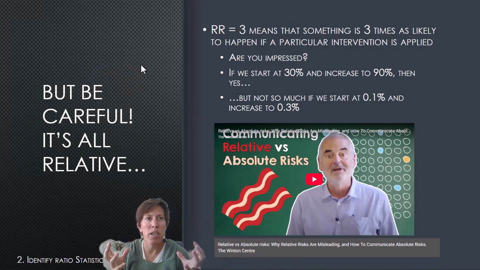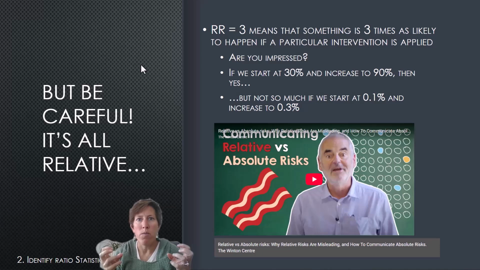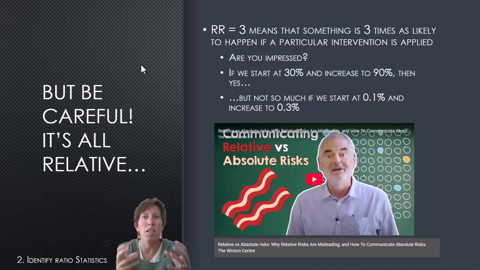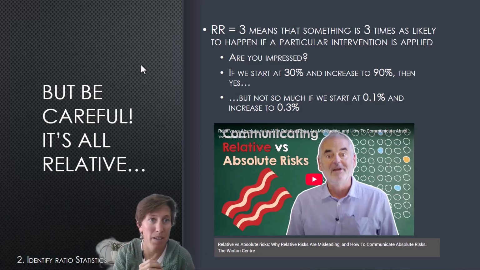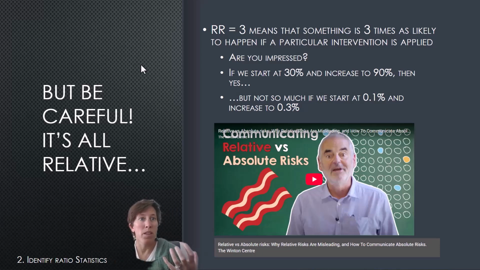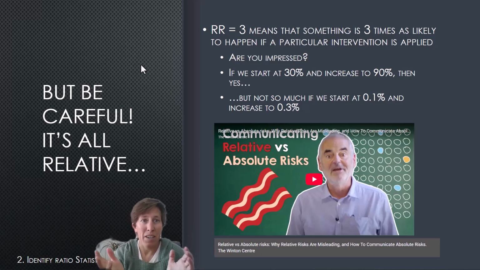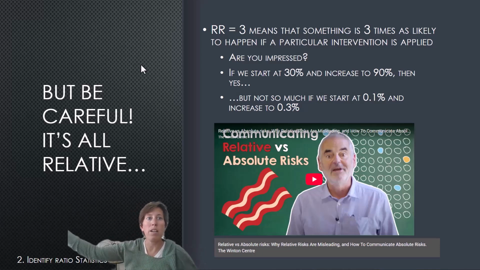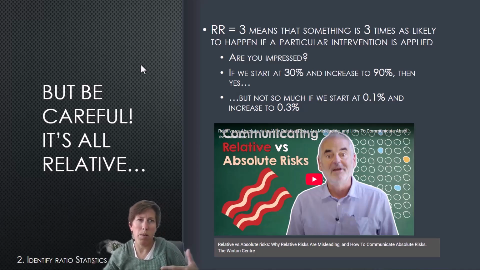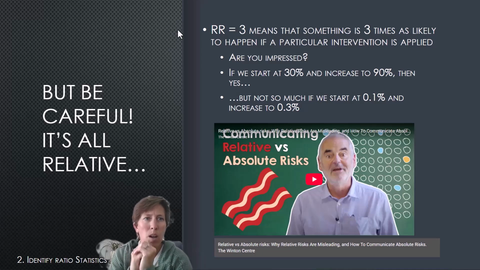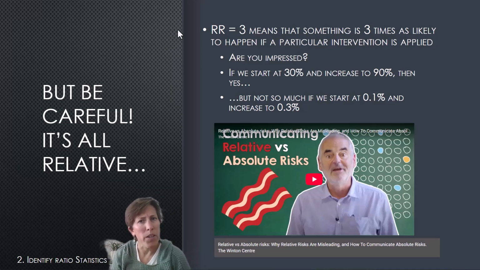If we're taking a study where the relative risk of 3 means something is 3 times as likely to happen if a particular intervention is applied, my general head goes, whoa, 3 times more likely, and it's pretty easy to perpetuate that into a group think fear factor. And I say here, are you impressed? Hey, if we're starting at 30% and 3 times more likely means 90, heck yeah, I'm impressed. If we're starting at 0.1% and we move to 0.3, are we impressed? Let's take a quick peek at a clip of this video in communicating relative versus absolute risks.